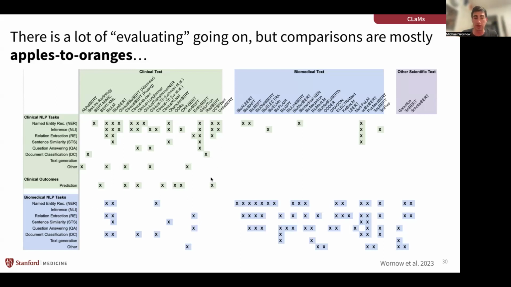And so as you can see here, there's a lot of evaluating going on, but it's very scattershot, and there's not a lot of consistency in how these models are being evaluated, even within the same clinical text or biomedical text universes. And so it's very hard to do a fair comparison of these different models.